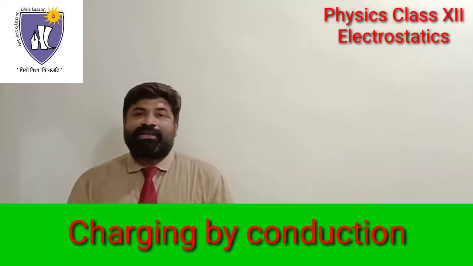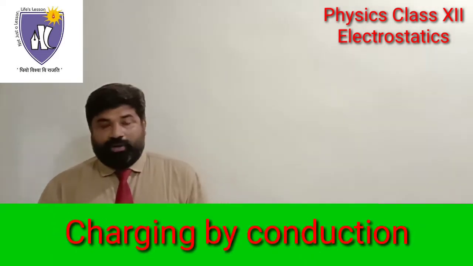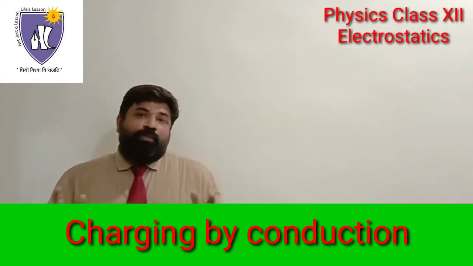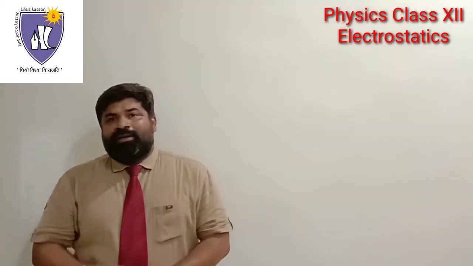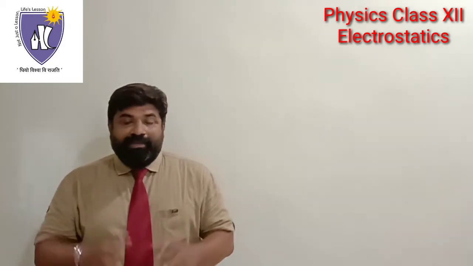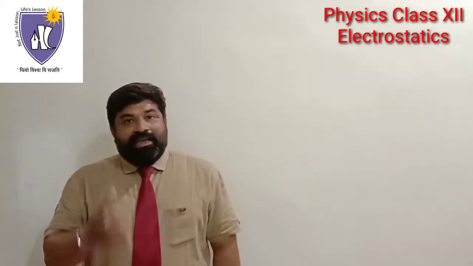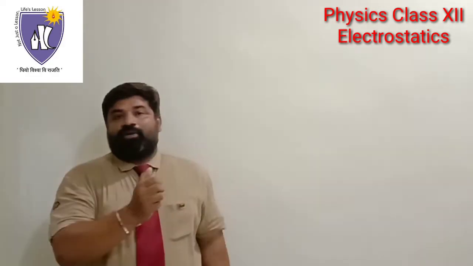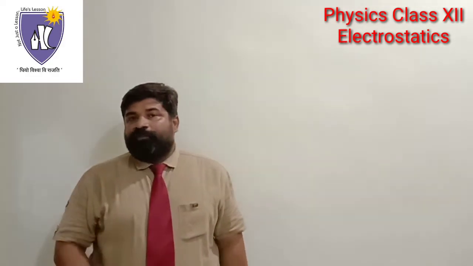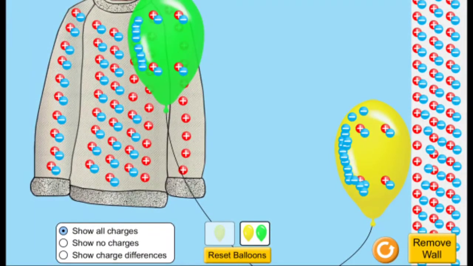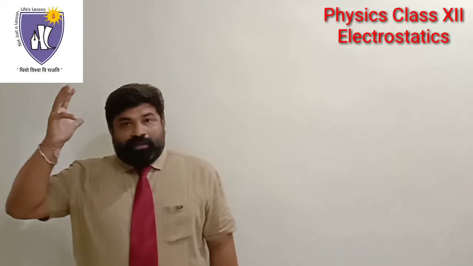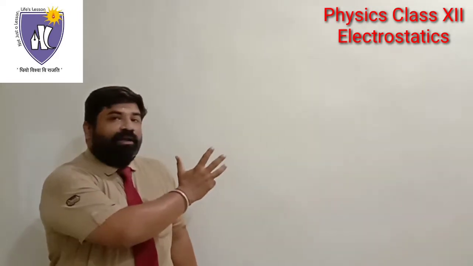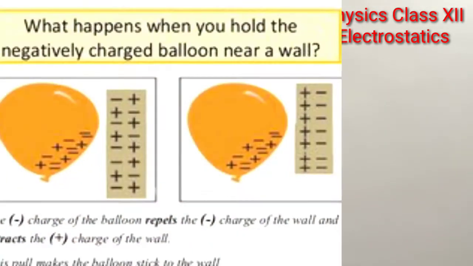The second method is charging by conduction. In this method also the two bodies are in physical contact with one another, but there is no rubbing of the two bodies. We can have a charged body, and with that charged body we can charge another one by taking it in physical contact. Like in my previous video I had taken the example of a balloon, if you remember. If we rub the balloon and stick it on the wall, then what will happen? It will stick there.